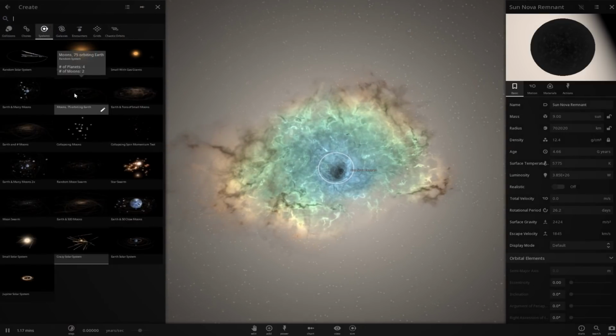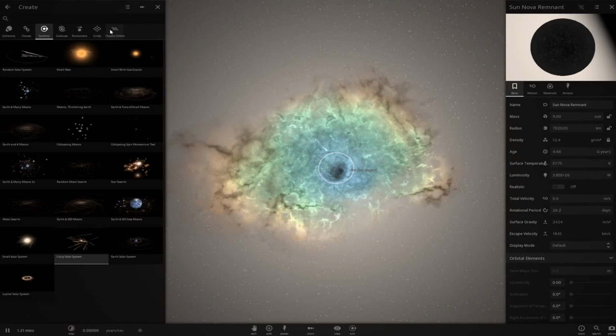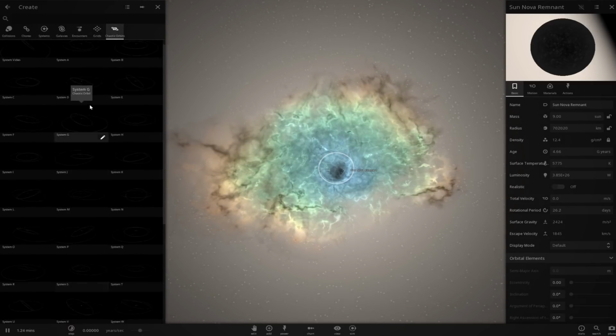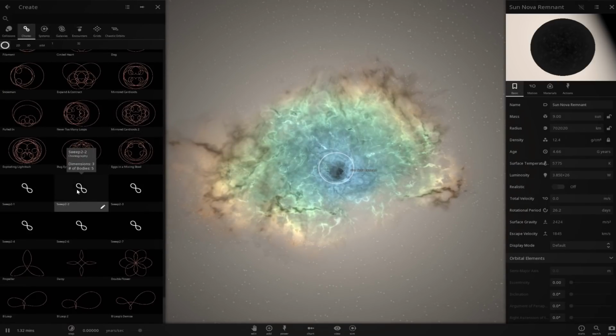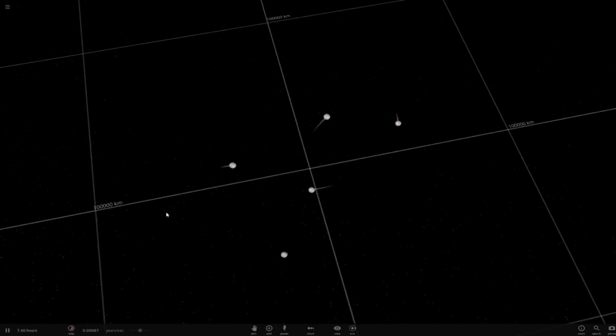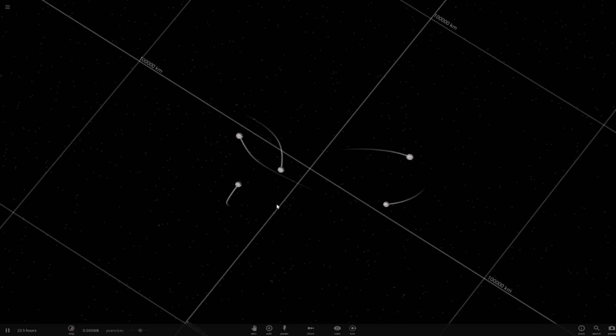Create simulations from presets, so you have random solar systems or things like that. Or you can actually pick some more interesting ones. Oh, here we go. Choreographed orbits. Now, if you remember, there are weird orbits like these. These are braided orbits.